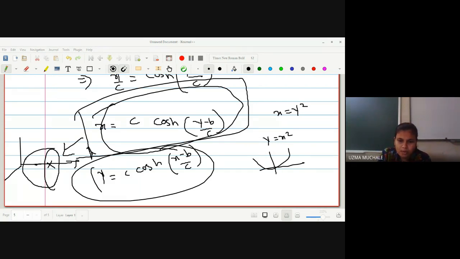If you have a doubt, you can ask. Otherwise, you can leave the meeting. Solve that homework. Same example with revolution about the x-axis.